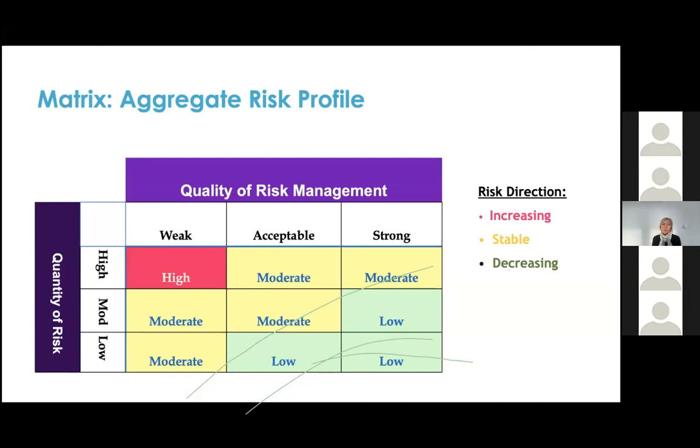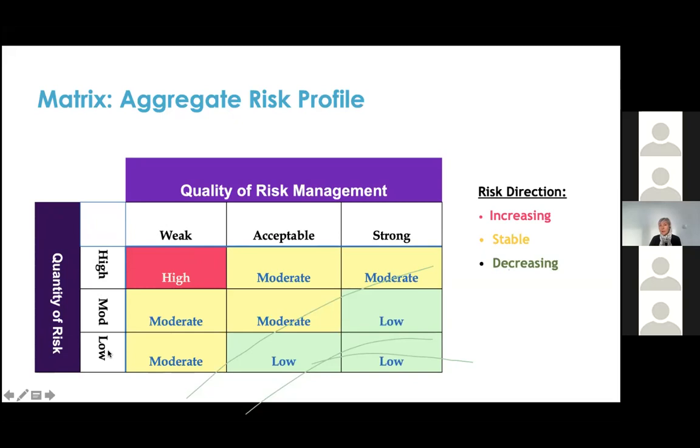Okay, so that would be the aggregate risk profile that I'm showing here. The quantity of risk is high. Your loan officers are not trained and the policies are bad. The quality of risk management is weak. Your policies are bad and you haven't trained people. So if you look across, high and weak is a high.